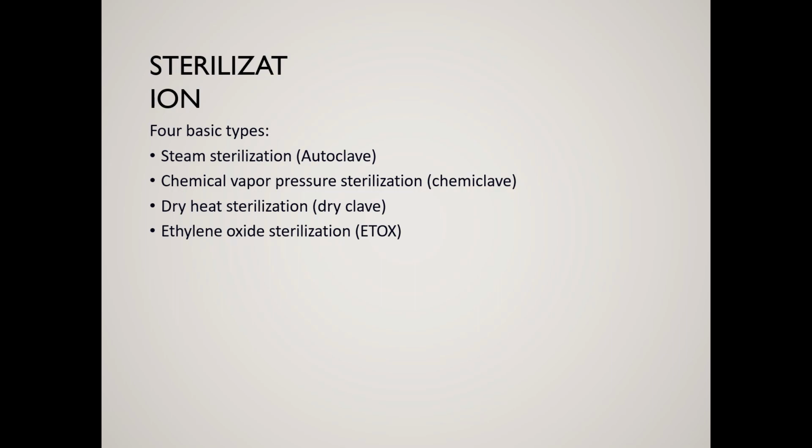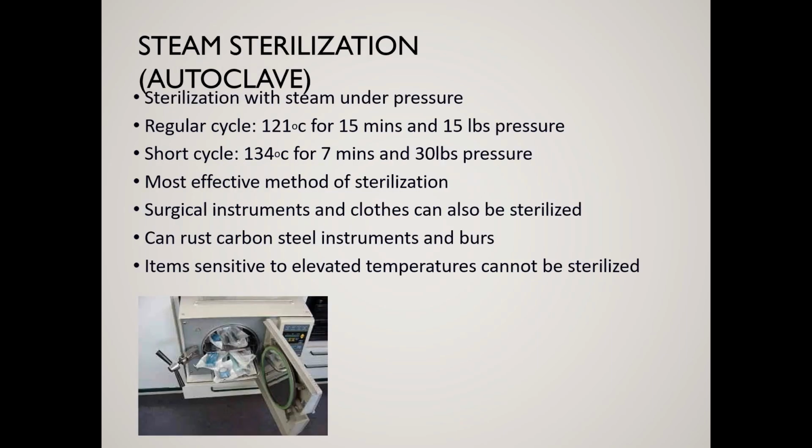There are 4 types of sterilization: steam sterilization, chemical vapor pressure sterilization, dry heat sterilization, and ethylene oxide sterilization. One by one, we are going to talk about each sterilization method. Steam sterilization is the autoclave. It's the most recommended method of sterilization, using steam under pressure.